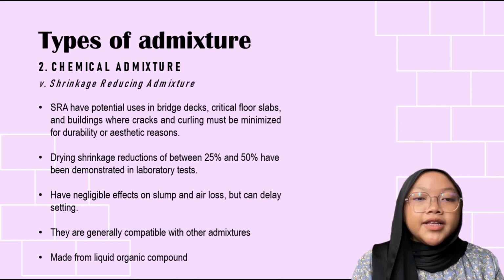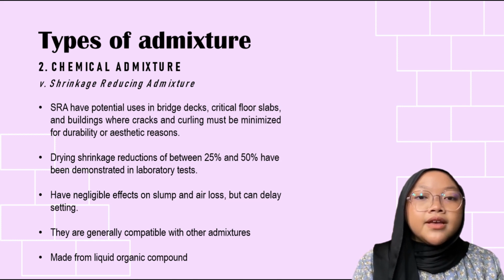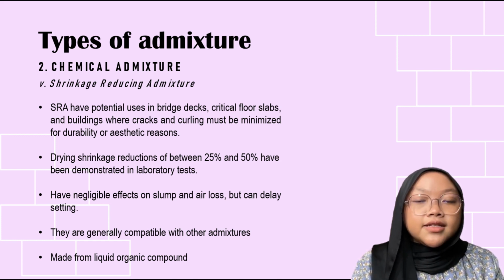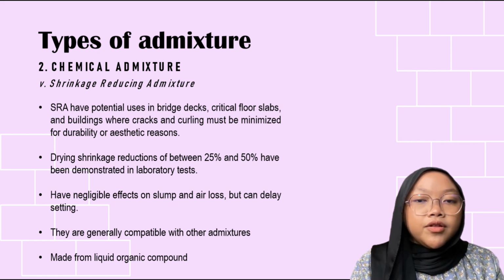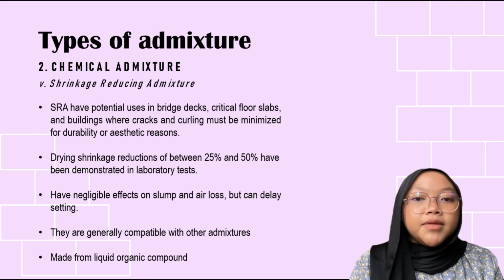Besides that, shrinkage reducing admixtures. They have potential use in bridge decks, critical floor slabs, and buildings where cracks and curling must be minimized for durability. Drying shrinkage reduction of between 35% and 50% has been demonstrated in laboratory tests. These admixtures have negligible effects on slump and air loss but can delay setting. They are generally compatible with other admixtures. Shrinkage reducing admixtures are made from liquid organic compounds.